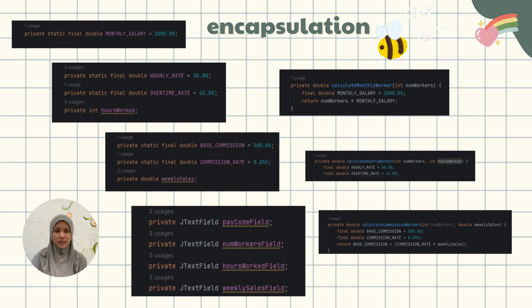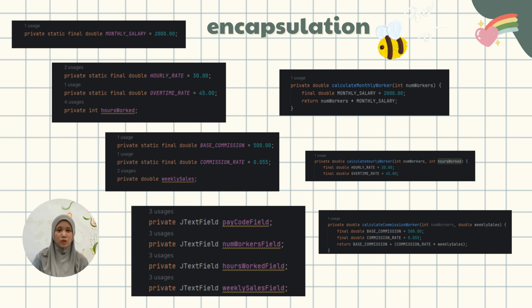To summarize, the line private static final double monthlySalary = 2000 declares a private constant variable monthlySalary within the monthly worker class. It holds the fixed monthly salary amount for all instances (objects) of the monthly worker class, and its value cannot be changed after initialization. The same explanation also applies to the code for commission rate and hourly rate.